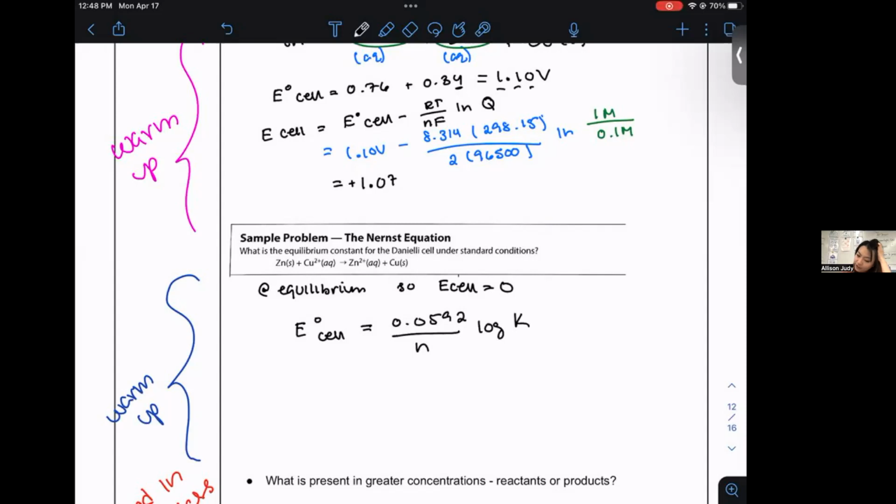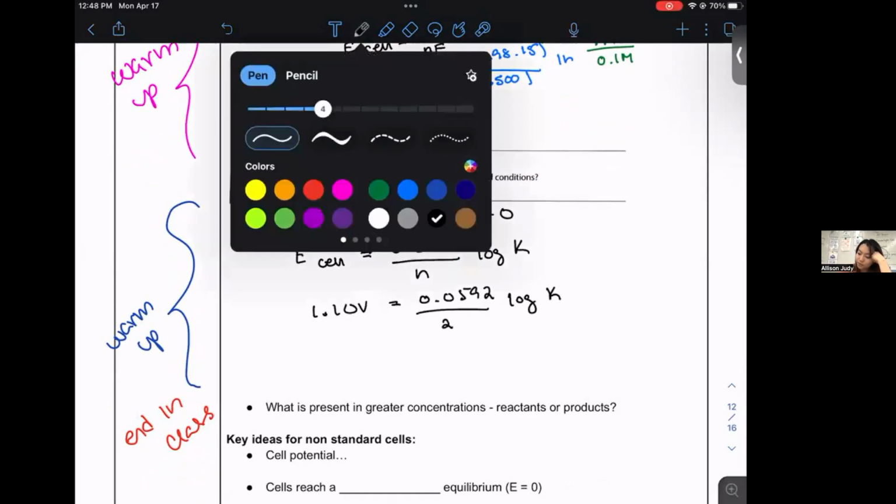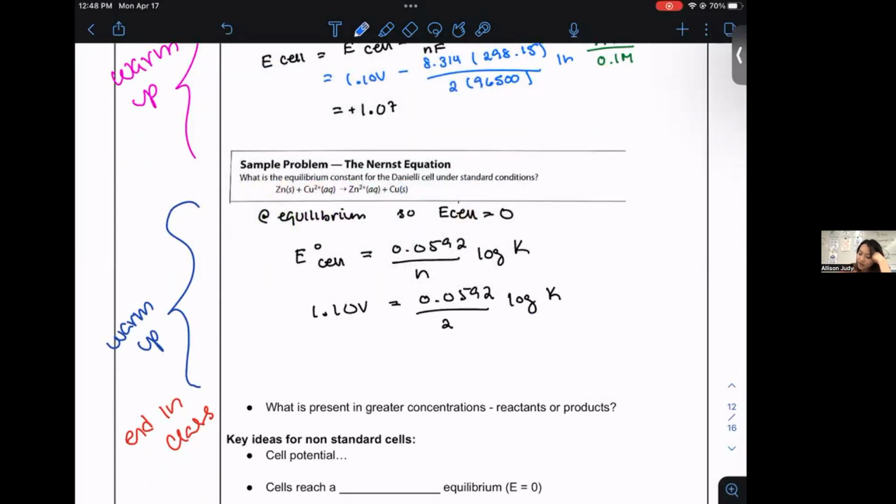So what you would find here is that the E cell, just looking at the table or given values, they always give it to you, is equal to 1.10 volts. You're in the same equation you've already calculated above, and that's going to equal 0.0592 all over the 2 moles times log of K. And what you're trying to solve for is the equilibrium constant. So you're going to simplify this to get K by itself, and you'll get that K is equal to 10 raised to the power of 37.2.